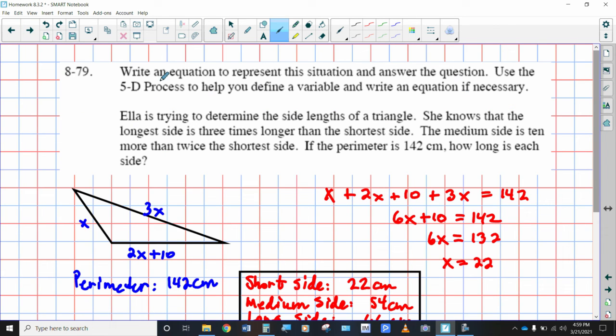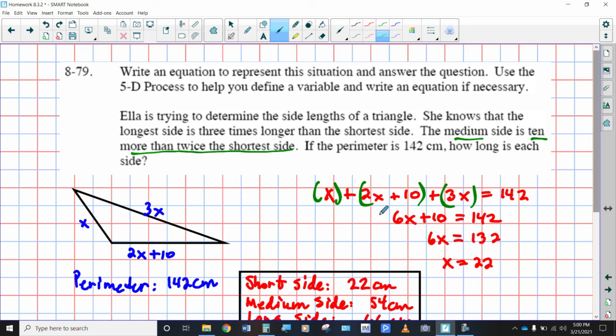All right, 5D process. Ella is trying to determine the side lengths of a triangle. She knows that the longest side is 3 times longer than the shortest. So I'm going to make this the shortest, and that's the longest. And then the medium is 10 more than twice the shortest side. So if we're defining the shortest side as x, then this will be 10 more than 2 times x. The perimeter you get by adding all 3 sides. So there's the short side, there's the medium side, there's the long side.